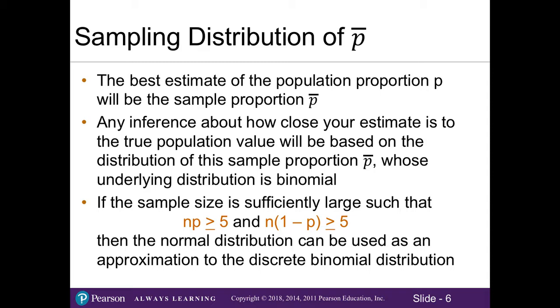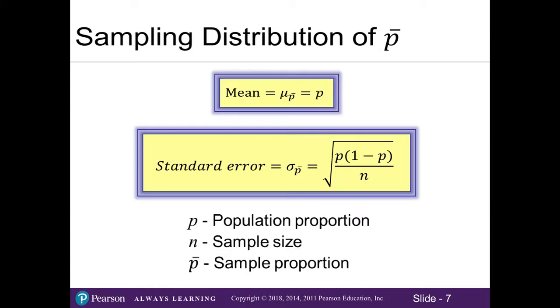So as long as both formulas are satisfied, then we know we can use the normal distribution to approximate the discrete binomial distribution. In other words, we can now use Appendix D to find the probability of something occurring. Here are the two formulas, our mean and standard error for our sampling distribution of our sample proportion, or our p bar.